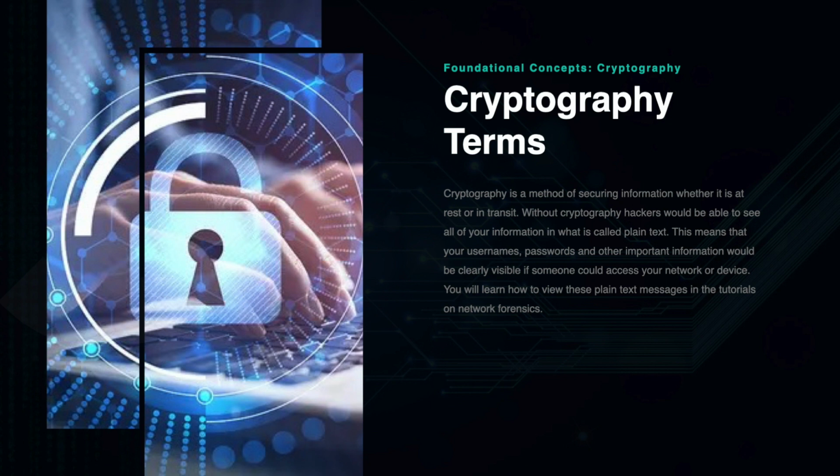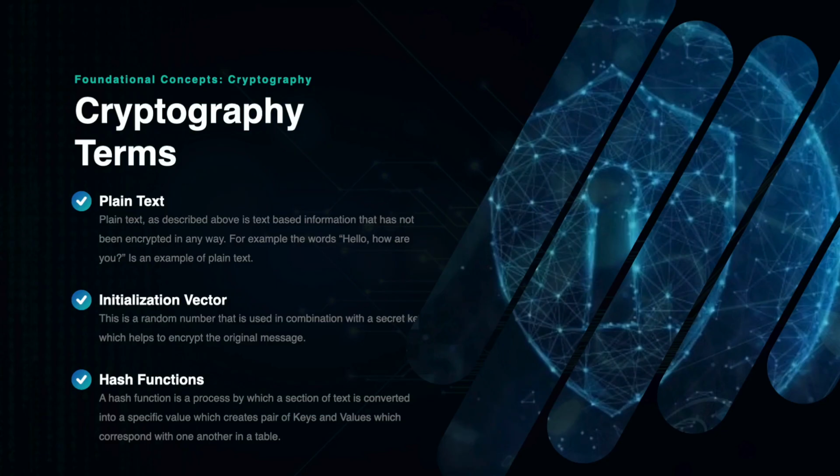This section will explain some of the key concepts and terms relating to the topic of cryptography. Cryptography terms. Plain text. Plain text, as described above, is text-based information that has not been encrypted in any way. For example, the words, "Hello, how are you?" is an example of plain text. If this message was sent over a computer network without encryption, then someone using a protocol analyzer would be able to see it as written above.